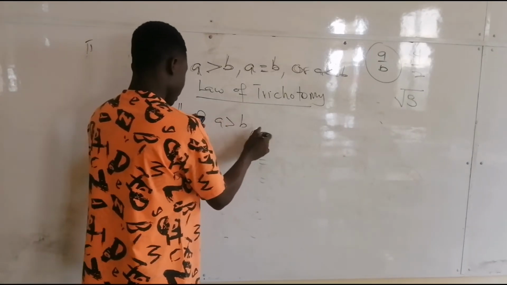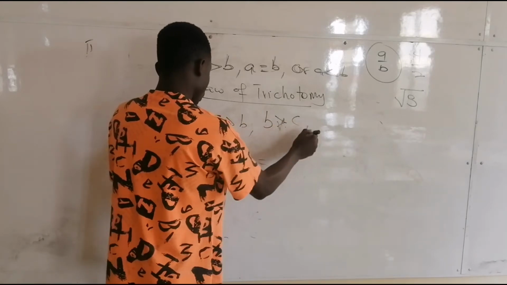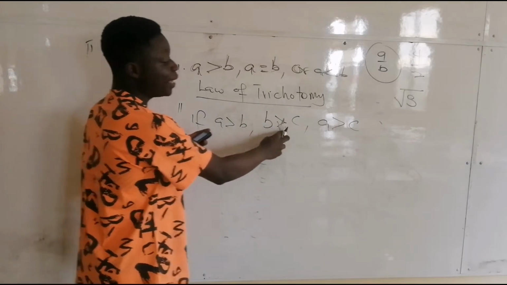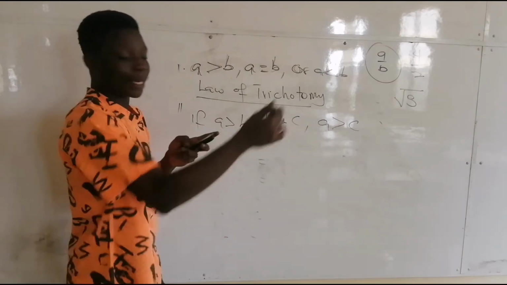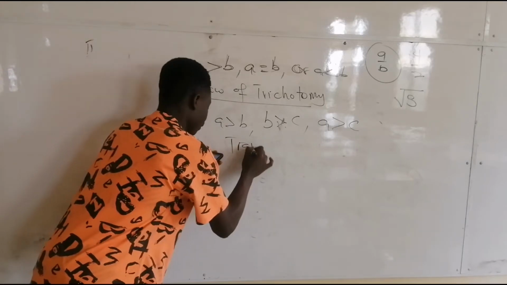Then the second law states, so please note this, that if A is less than B and B is less than C, automatically A will be less than C. If A is greater than B and B is greater than C, then A is greater than C. And that law is called the law of transitivity.